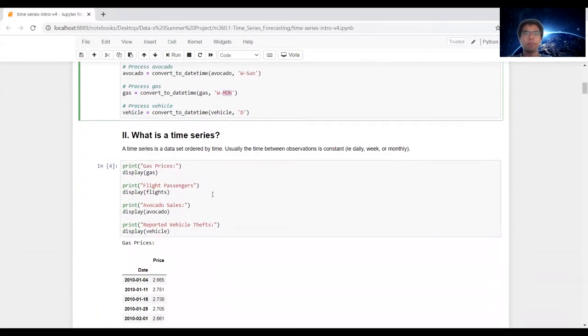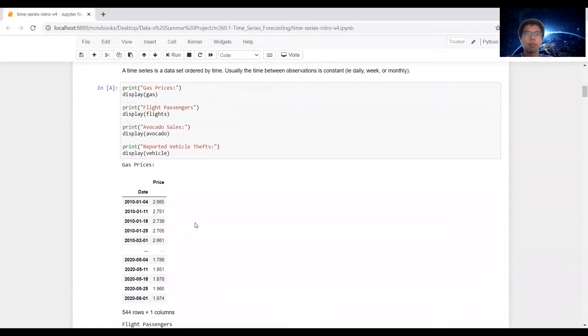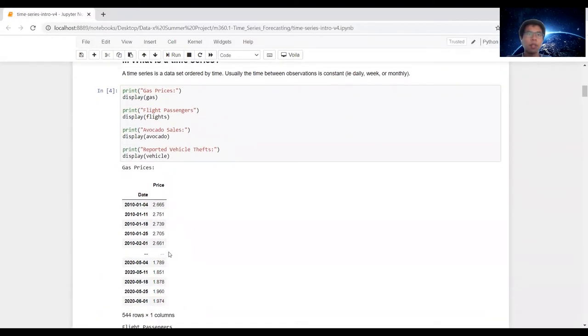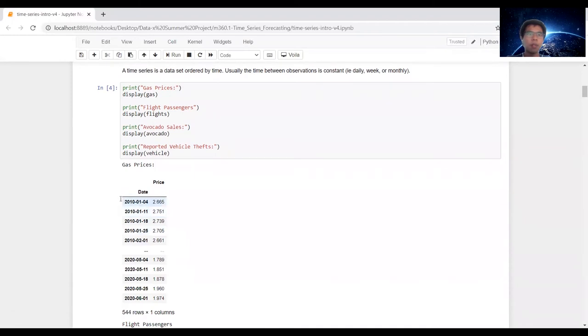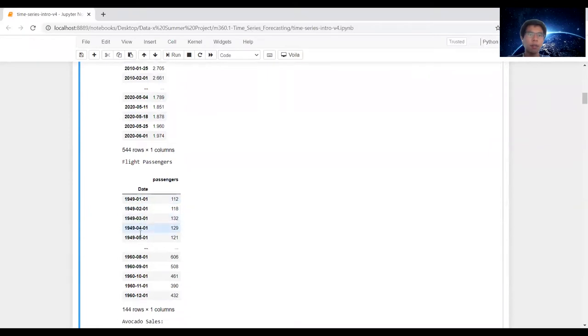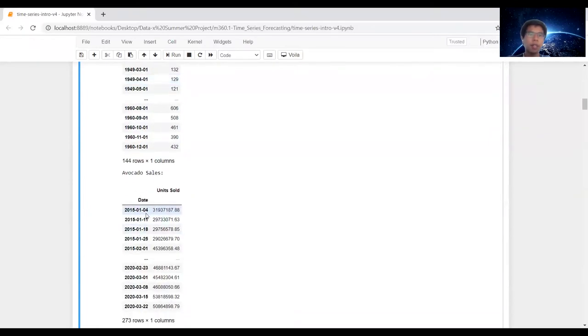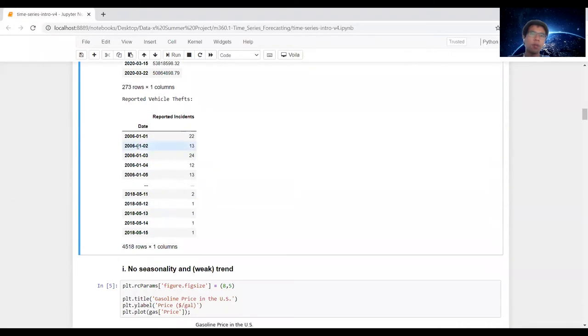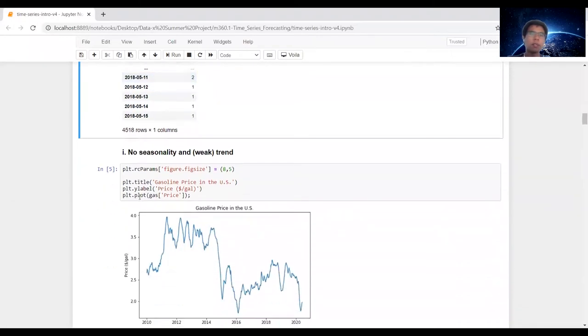So here I'm going to just display the data set really quickly so you can take a peek at it. For example, the time series data set for gas prices at the weekly level. The flight set is at the monthly level here. And then the avocado sales is at the weekly level, and so on. One important thing to do is to get a feel for what the data looks like. So before you begin doing anything with the data set, you should graph it out visually.